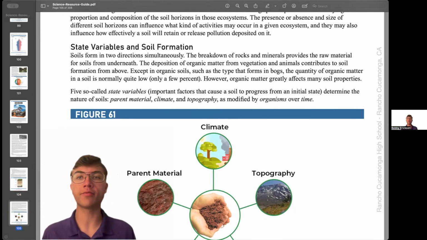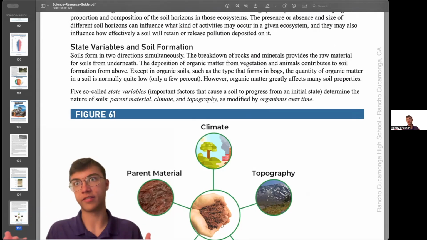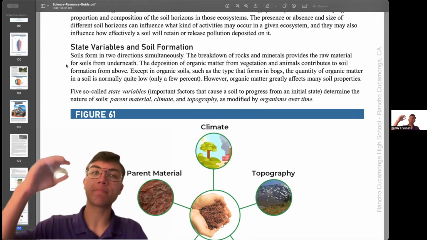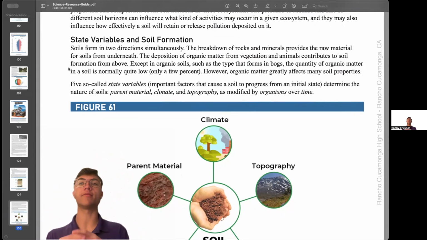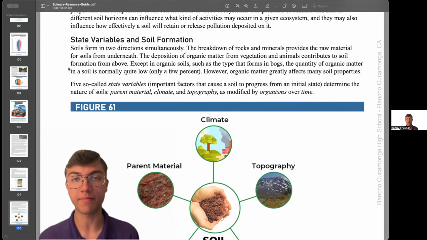We have breakdown of rocks and minerals. They actually allow for those rocks and minerals to make up the soil from underneath the ground. And then as things deposit, such as organic matter and vegetation and animals, those all contribute to the formation above.